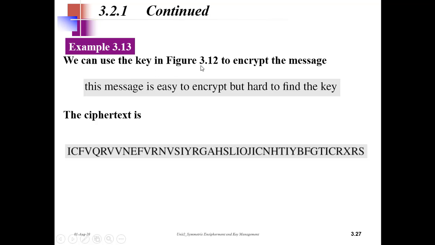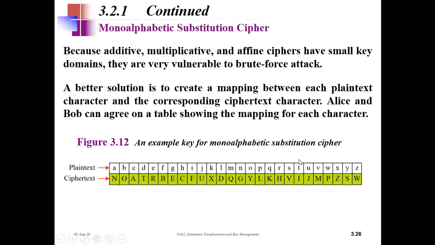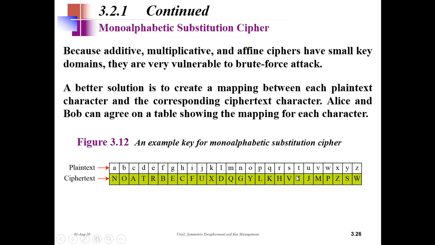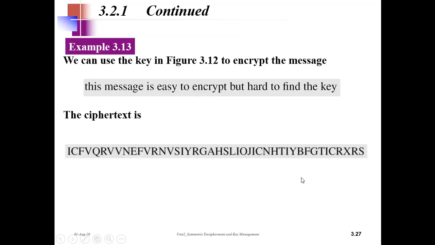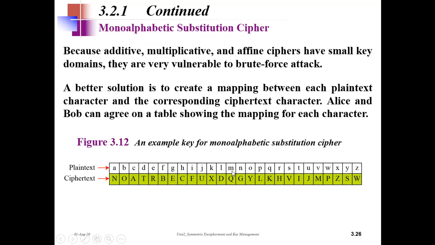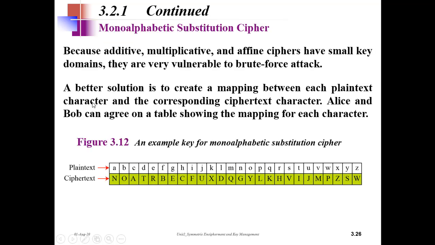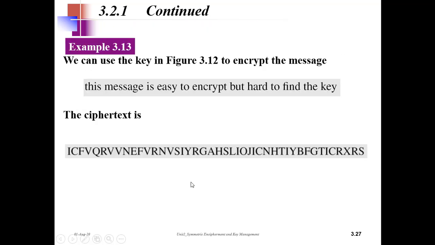We can use the key in figure 3.12 to encrypt the message. This message is easy to encrypt but hard to find the key, right? This is the example key. T corresponds to capital I. Then H corresponds to C, I corresponds to F. So I, C, F and so on. So this is the encrypted message.